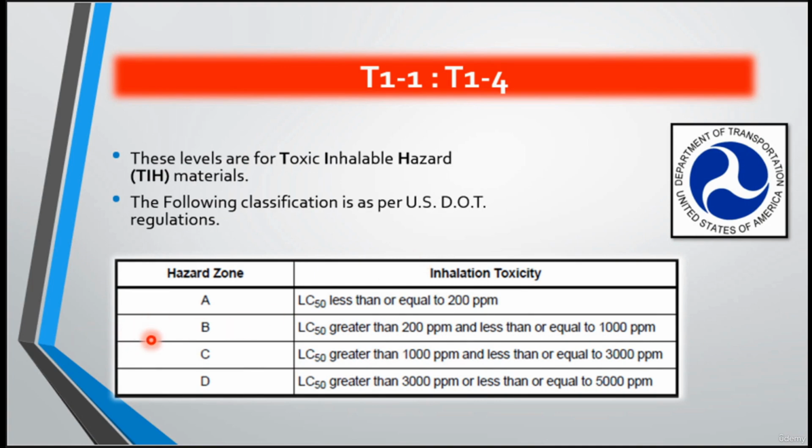While here you will see at zone B that the lethal concentration will be greater than 200 ppm but less than or equal to 1000 ppm, and for group C it will be greater than 1000 ppm and less than or equal to 3000 ppm, and at last you will have zone D, which has the LC50 greater than 3000 ppm and less than or equal to 5000 ppm. Okay, I hope this is clear. Let's move on to the next levels.